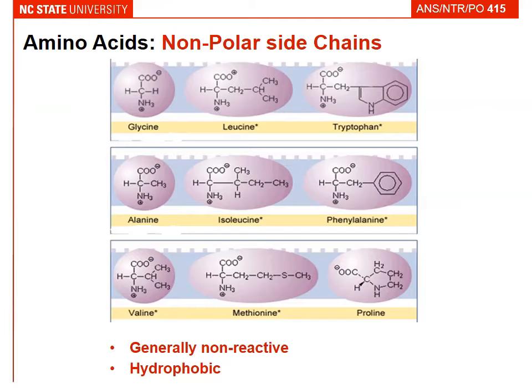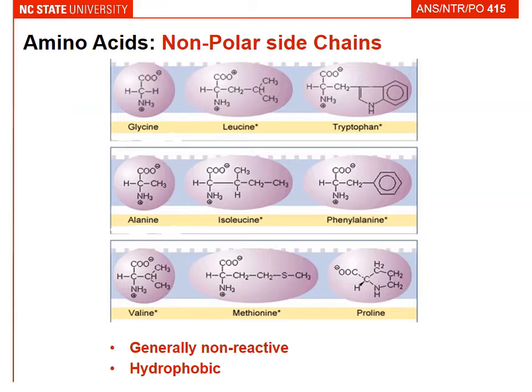So here we have all the amino acids that have non-polar side chains. You don't have to know the structures, but I do want you to be able to tell me which amino acids are non-polar. Be able to tell me that glycine, leucine, tryptophan, alanine, isoleucine, phenylalanine, valine, methionine, and proline are all non-polar side chains. So these are generally non-reactive. In addition, because of the non-polar aspect of their side chains, they are very hydrophobic.